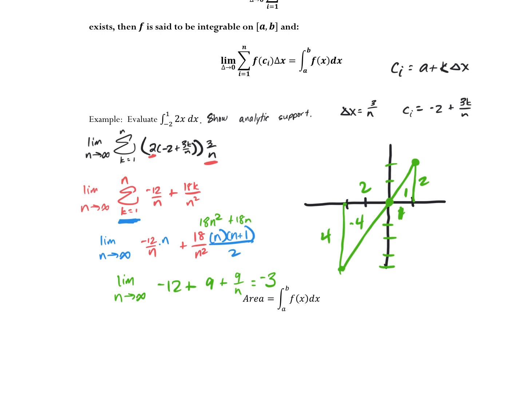Everybody good? Okay. Is there any reason, if on a quiz or a test I gave you this and you solved graphically, that it wouldn't count? Using the graph is showing analytic support. As long as what I give you is linear or an easy area to do, I don't have a problem with it. Everybody good? Okay.